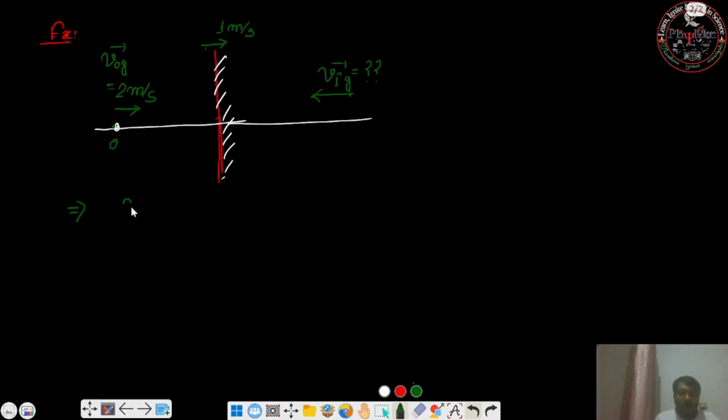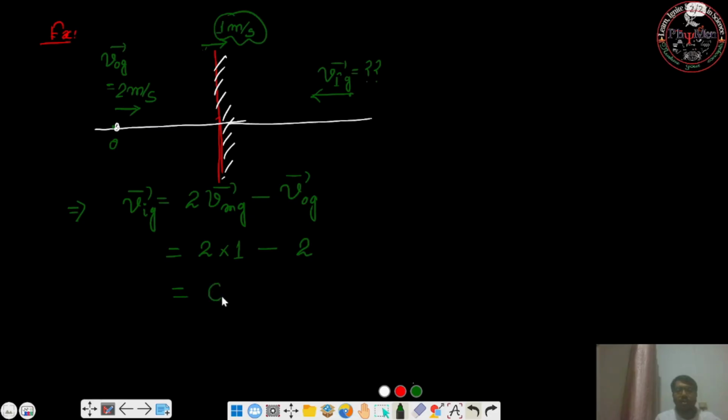Then using that formula, velocity of the image with respect to ground will be equal to 2 times velocity of the mirror with respect to ground minus velocity of the object with respect to ground. So if we put this, we will get 2 into velocity of the mirror with respect to ground, which is 1 i cap, minus 1 i cap, and this will be equal to 0.